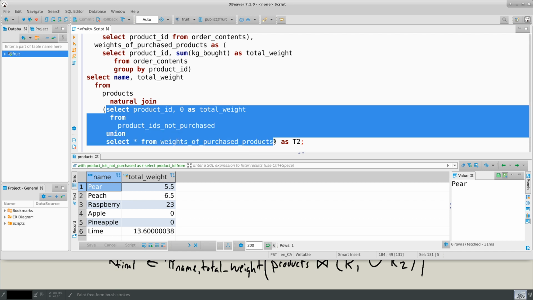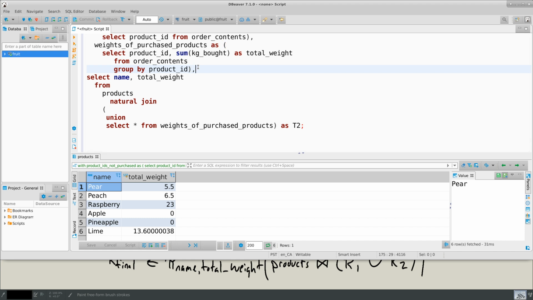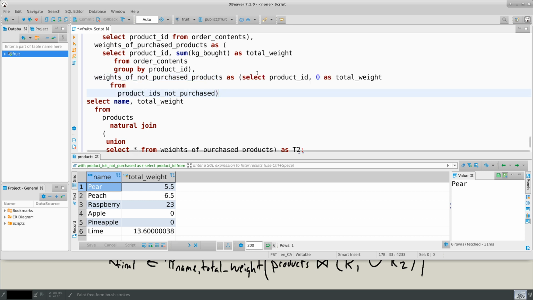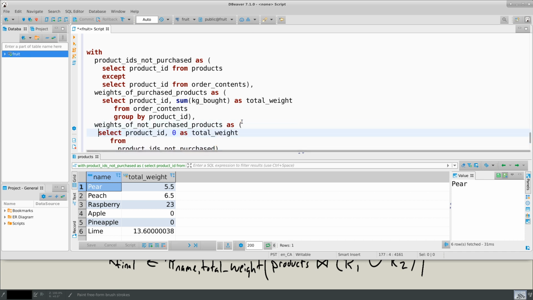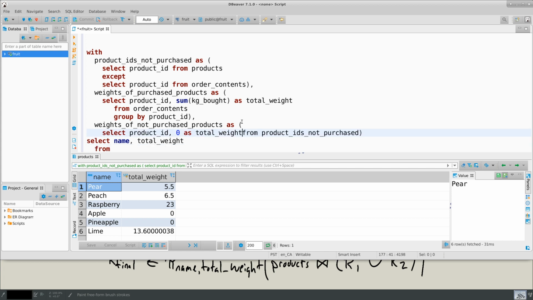This is a pretty ugly subquery. I'm going to start by removing this. This query here was the weights of the products that weren't purchased. We have that, and I will actually clean that up further. Now that we've broken it down a bit, we don't even need to have it on multiple lines. So there's my sort of pseudo table for the products that nobody's ever bought.